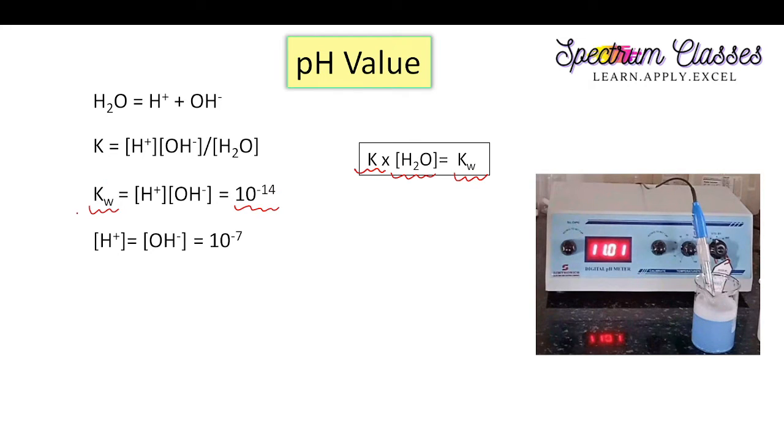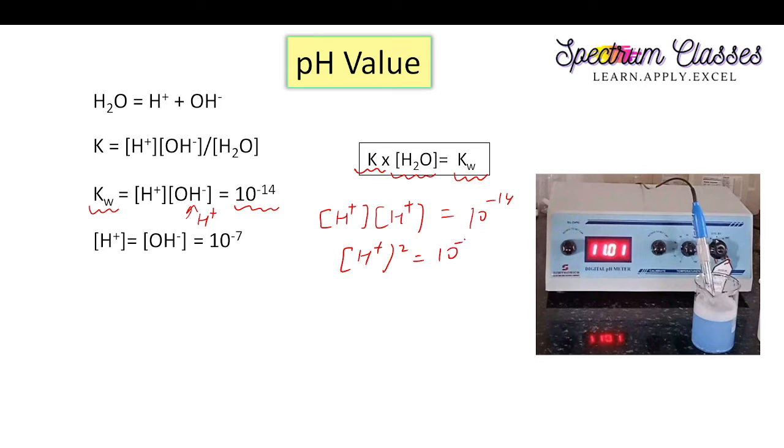If we consider that the concentration of H plus ion is exactly equal to that of OH minus ions, then on putting the value of OH minus as H plus here, these two give us H plus, and this is 10 raised to the power minus 14, and this is called H plus square.